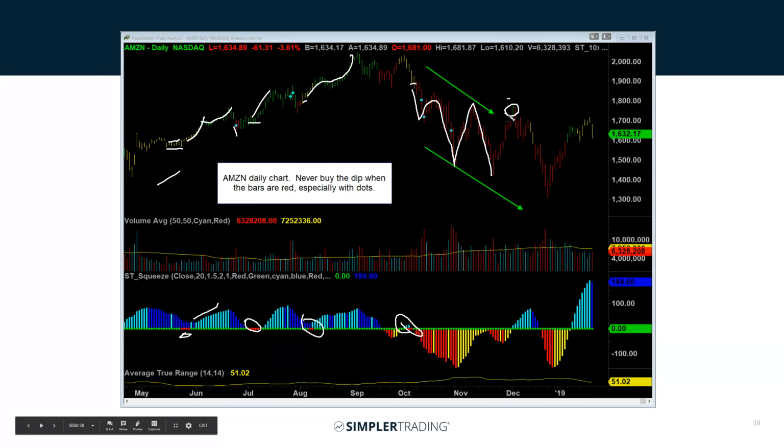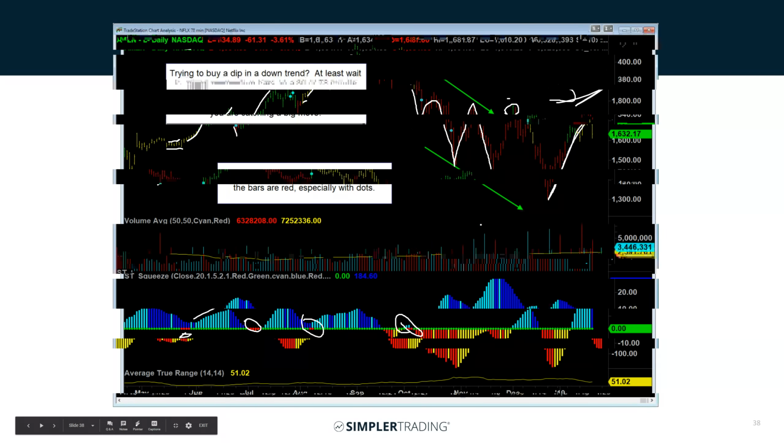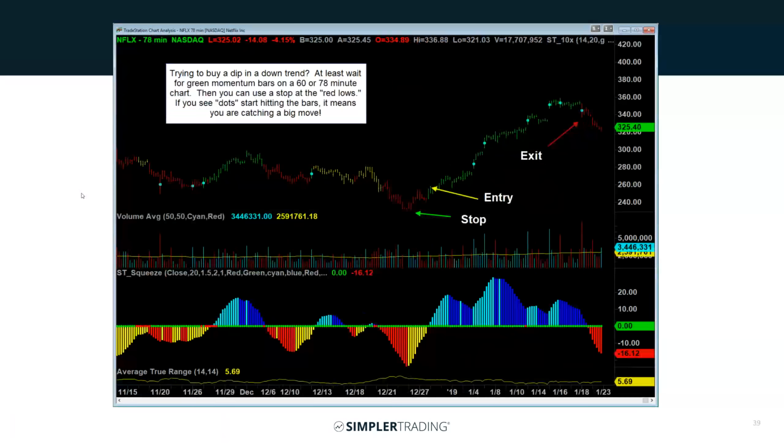Now, you might see right here, it's like, well, gosh, on a daily chart, this didn't catch this move at all. That's why I also use the 30-minute charts, okay? 30-minute charts catch these kinds of moves that the daily charts don't. Here, I love the 78-minute chart.